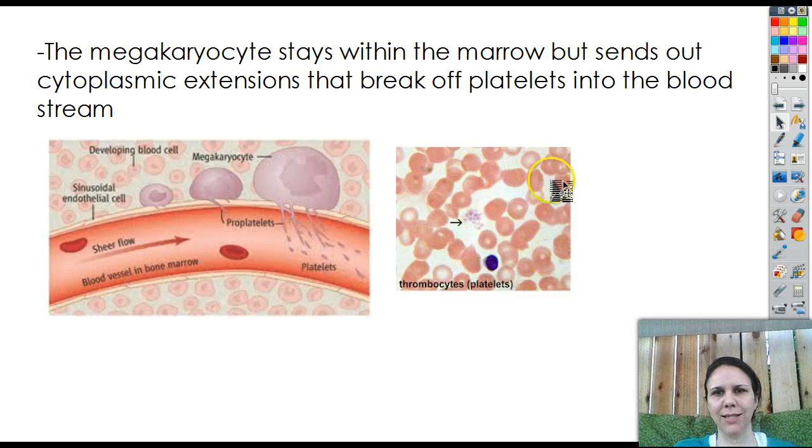Here is a stain of red blood cells, kind of what we've been looking at. Here's a lymphocyte right there. And then all these little, just kind of not quite anything else, those are your platelets right there. So that's it. Yay, we're done.